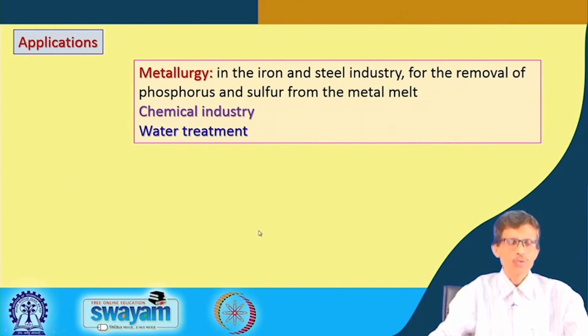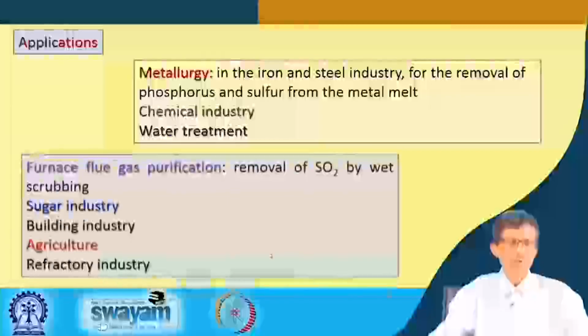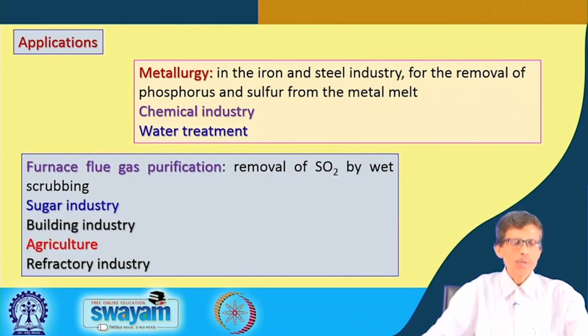Then for water treatment also we use calcium carbonate and calcium hydroxide. And one most important application is regarding the furnaces, where we use huge furnaces in the industry: furnace flue gas purification. Flue gas is coming out, say we burn something where sulfur dioxide is formed, and from that burning process we get a huge amount of sulfur dioxide from the furnace. So, how do we remove that sulfur dioxide? Its removal can be useful if we are able to convert sulfur dioxide to sulfur trioxide.